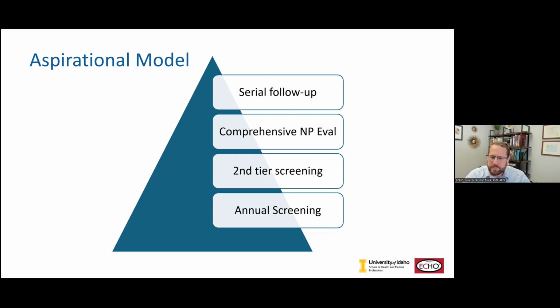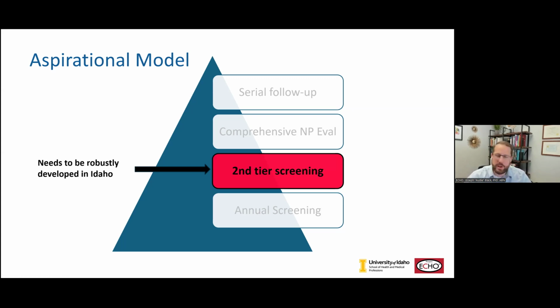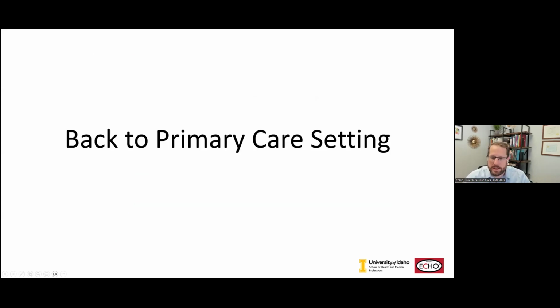Next slide. If I had $10 million and I could do grant money, what I would invest in for Idaho is the second tier screening. This is what makes the most sense to me for our state with our population, our limitations. I think we could do a tremendous amount of good at more robustly developing that second tier screening stage, in terms of being able to help support our primary care clinics. And again, happy to talk about that more if we wanted, but that's what's missing right now in all of Idaho. Next slide.